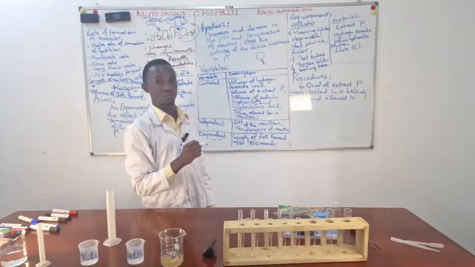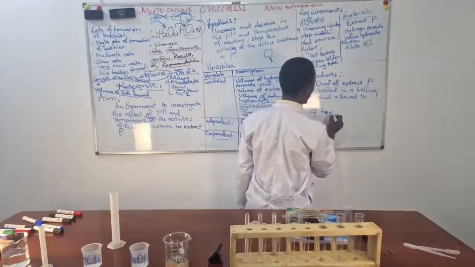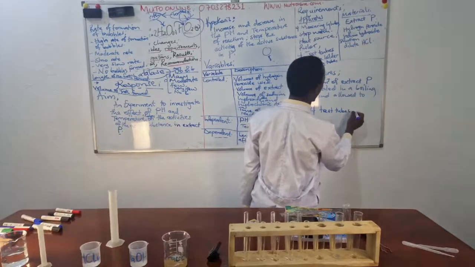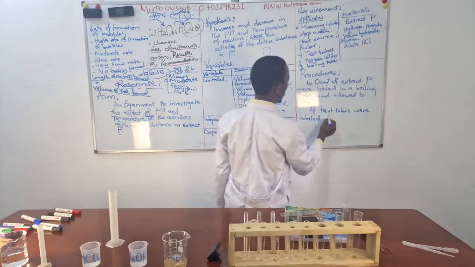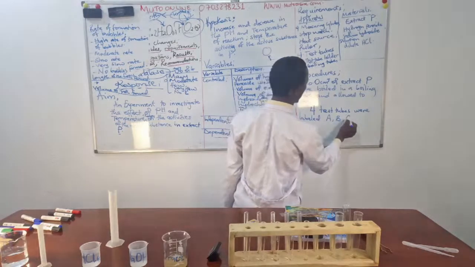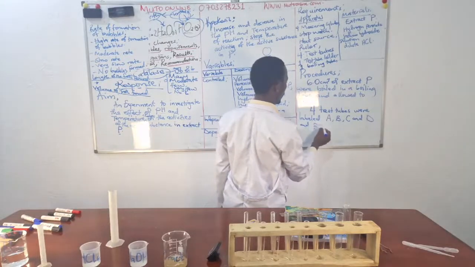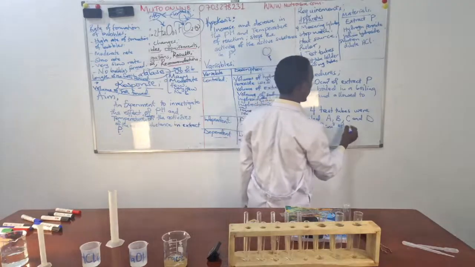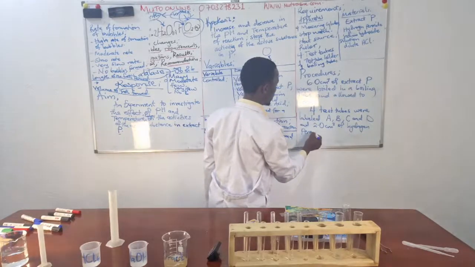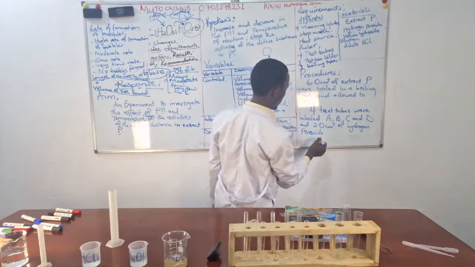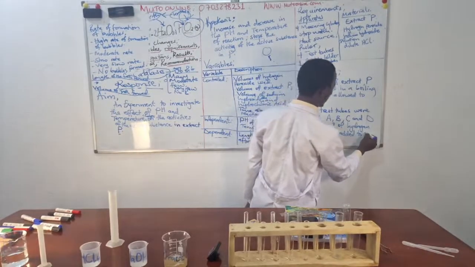I'll start now preparing the test tubes. 4 test tubes were labeled A, B, C, and D, and 2.0 cubic centimeters of hydrogen peroxide were added to each.